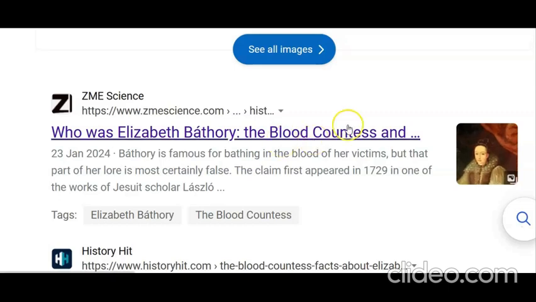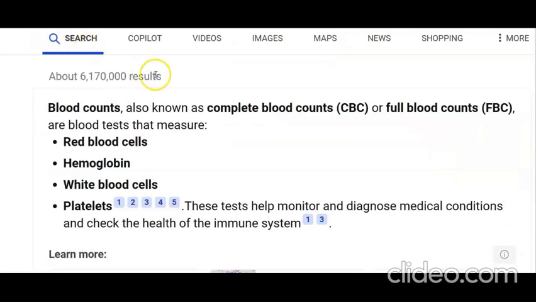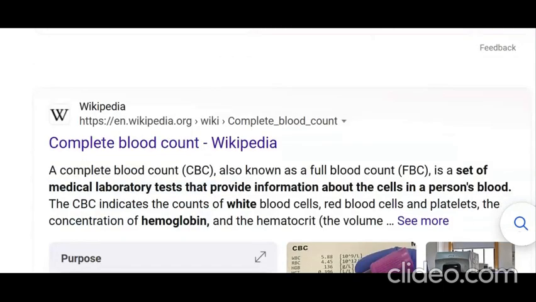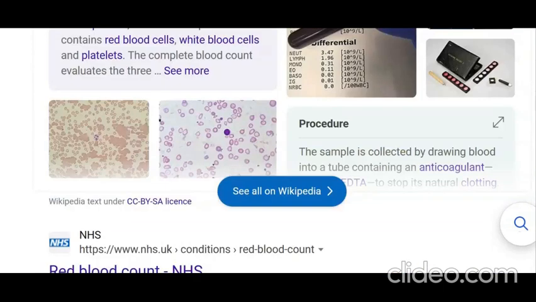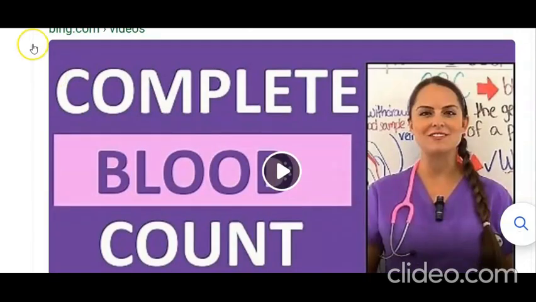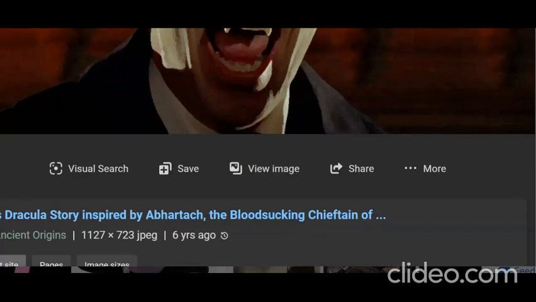Blood count again, the blood count. You can see that's what's behind Dracula, the vampires and all that. Hemoglobin, red blood cells and all that, the blood count. CBC. Dracula, the doctor, doctor from the Orc, the Orc doctor.